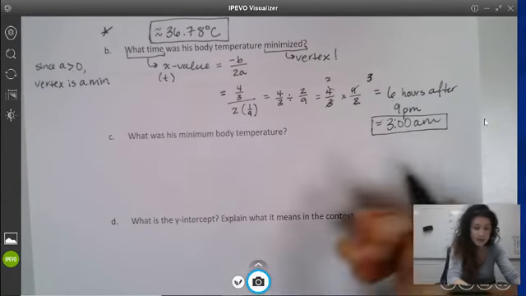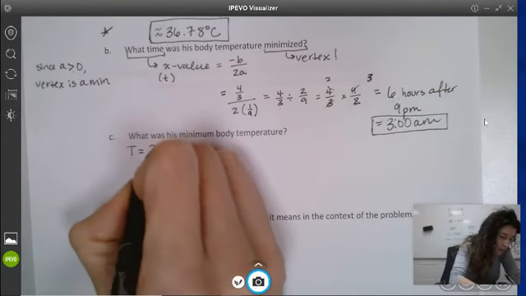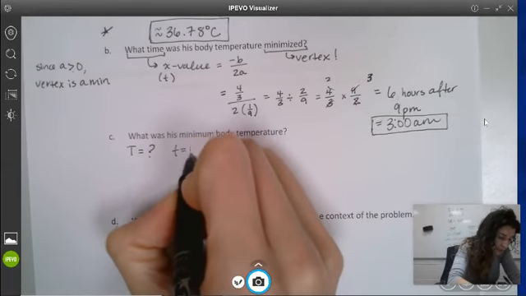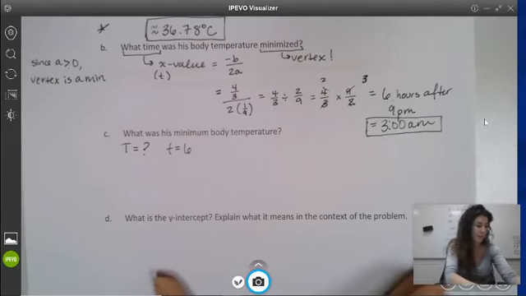So now that we have lowercase t equals 6 as where our vertex is, we want to know what his minimum temperature was. So we want to know what the temperature was, so capital T equals question mark, when lowercase t equals 6.